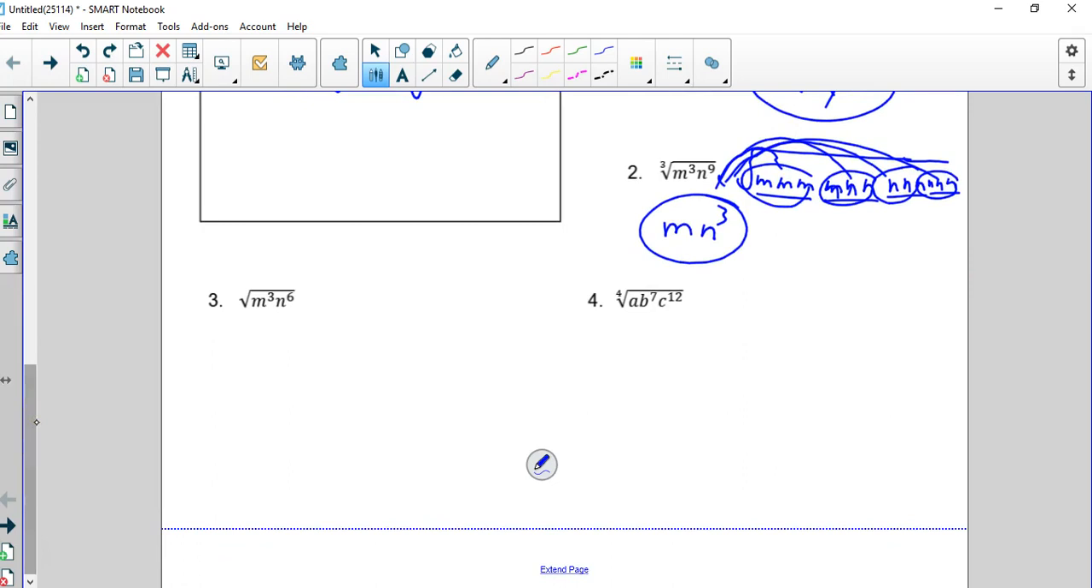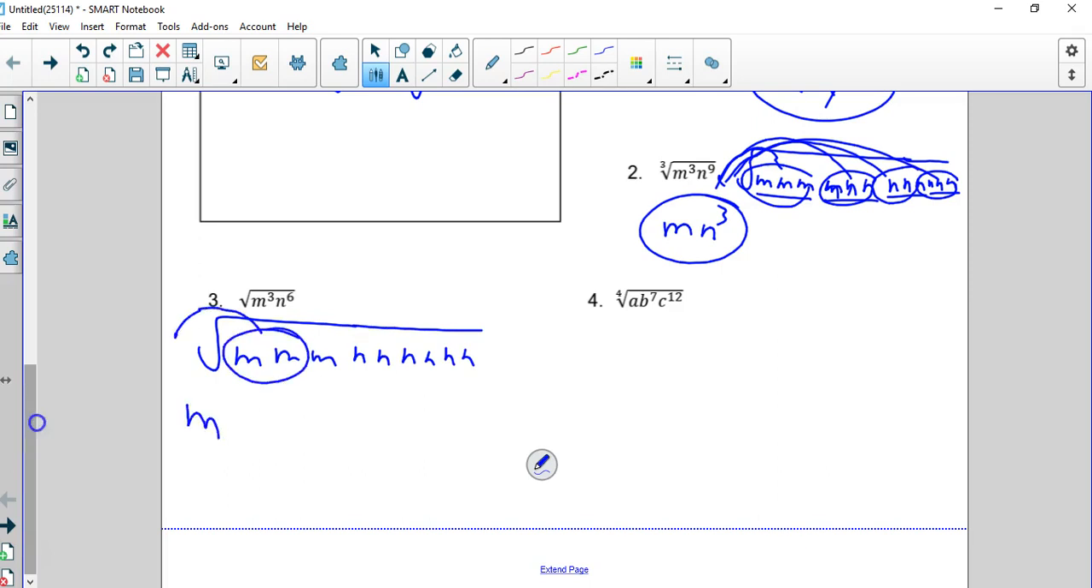Now, in this case, number 3, we have M. Well, the 2 M's can come out as an M. These two can come out as an N, and then a second group and a third group. But this one little M is stuck inside. Maybe there was a malfunction and there's an extra one left inside. So we have mn cubed times the square root of m.